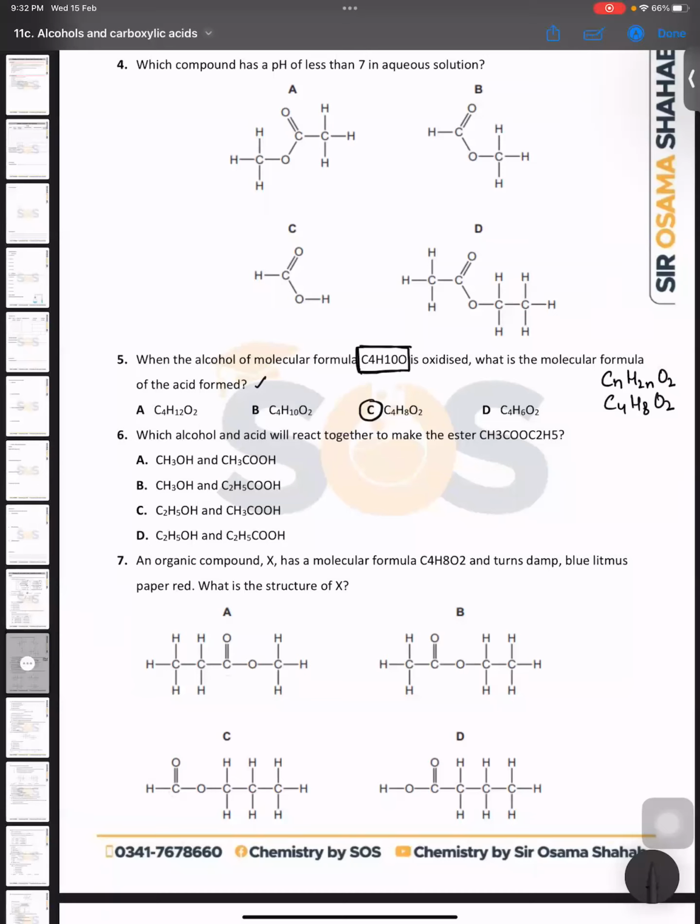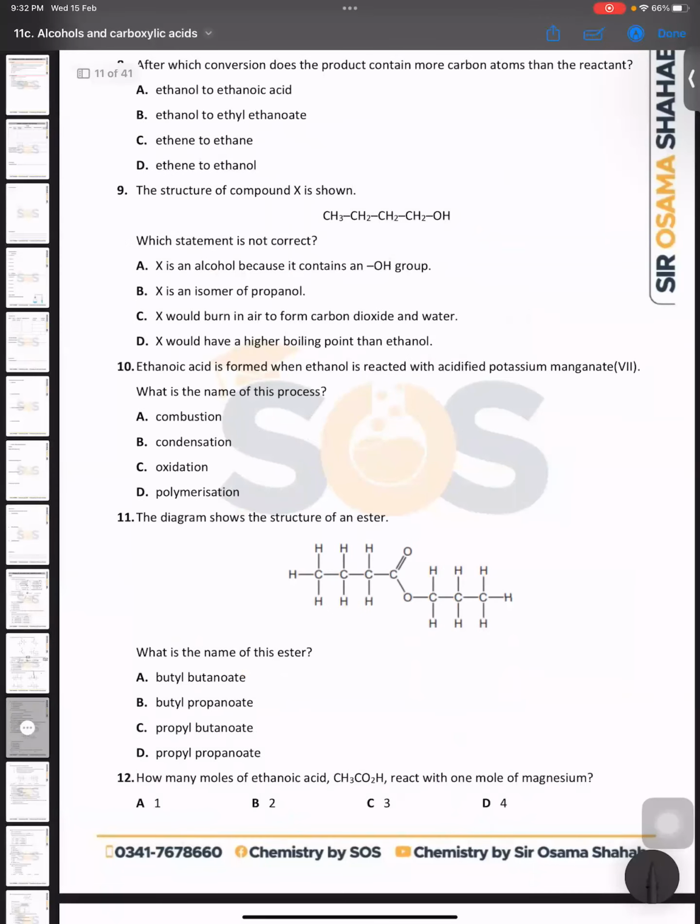Yes, sir. Then this is for ester, this is for carboxylic acid. So we have not done this yet, so we are moving this. After which conversion does the product contain more carbon? This is not done yet, but we can do question number 9.